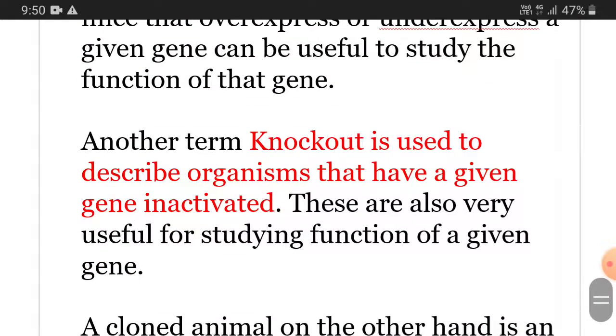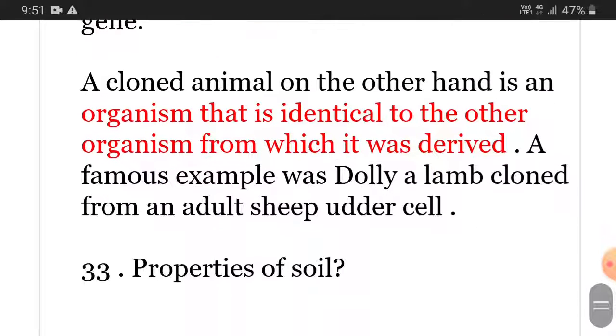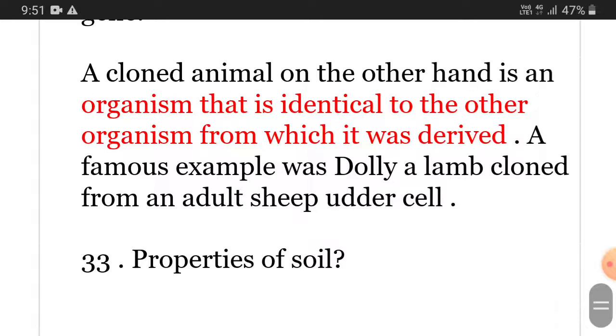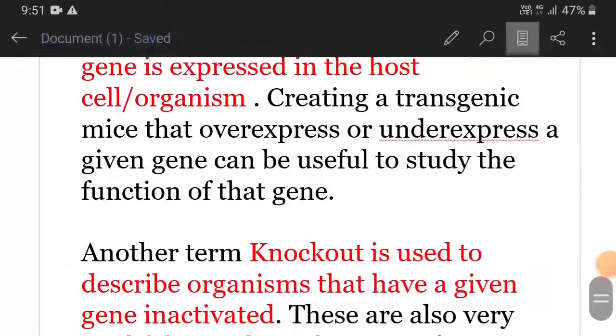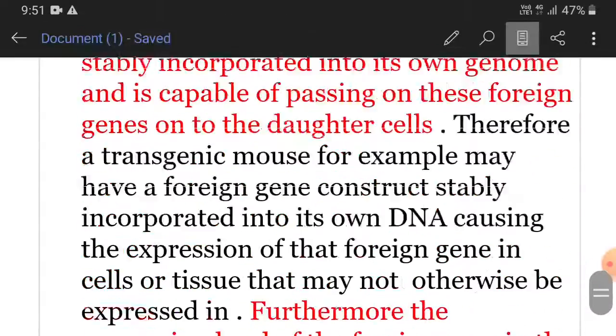Another important thing: what do we mean by knockout animals? Knockout animals means animals which have an inactivated foreign gene. This is also very useful for studying the function of a gene. And the last one is the cloned animal. A cloned animal means an animal which has the same makeup as that from which it was derived. For example, a famous example, Dolly, a lamb cloned from an adult sheep udder cell. So that is the difference between knockout, cloned and transgenic animals.